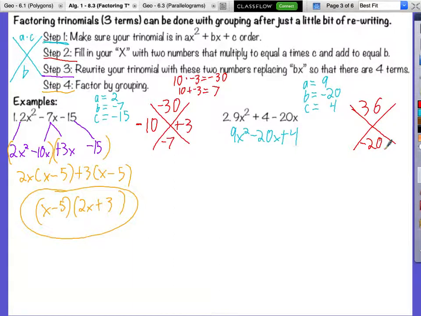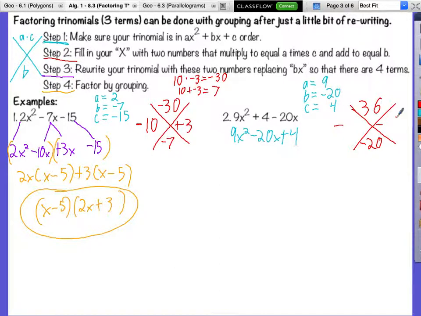So if they're going to add to a negative number, can two positive numbers ever add to a negative? No, that's not how that works. Two positives will always add to a positive, but two negatives add to a negative. So that's an idea of how we can fill this out, and start thinking about our signs. So when you think of factors of 36 that will add to negative 20.